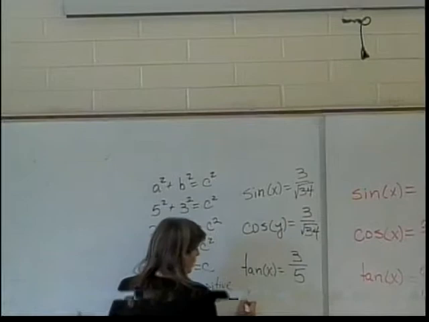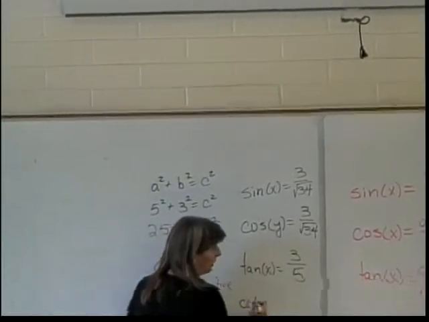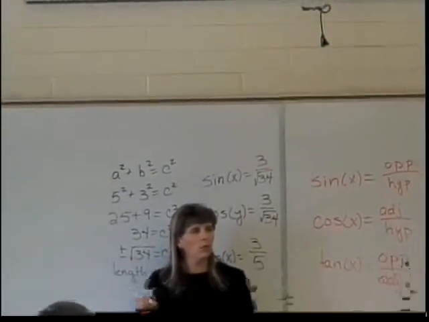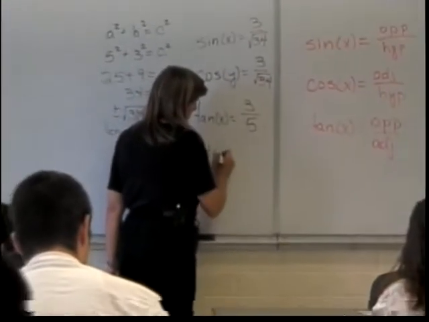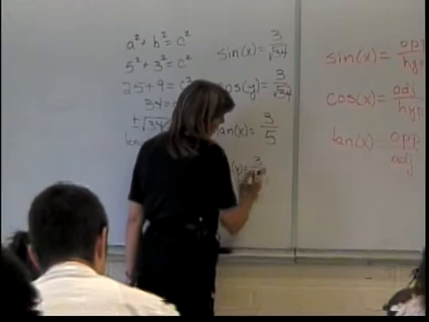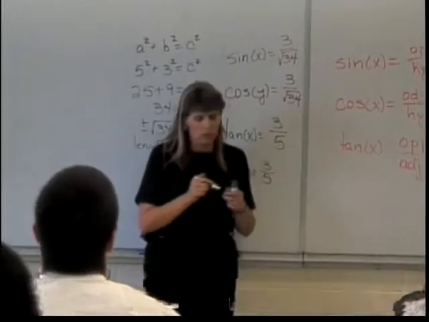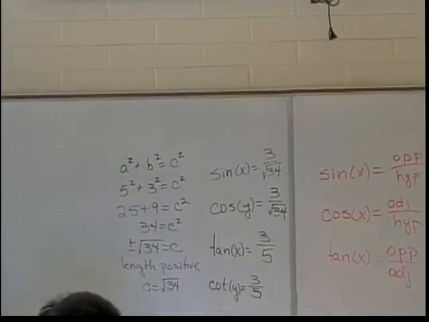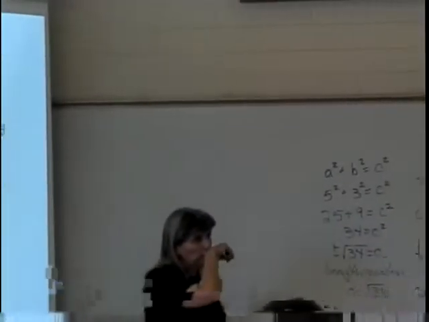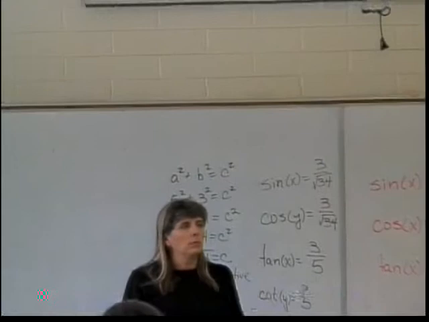5/3. Now, I have a question. 5/3? 3 over 5. Cotangent of y? 3 over 5. Now, I have a question about the relationship between angles x and y. What can you tell me about them? No, they're not.